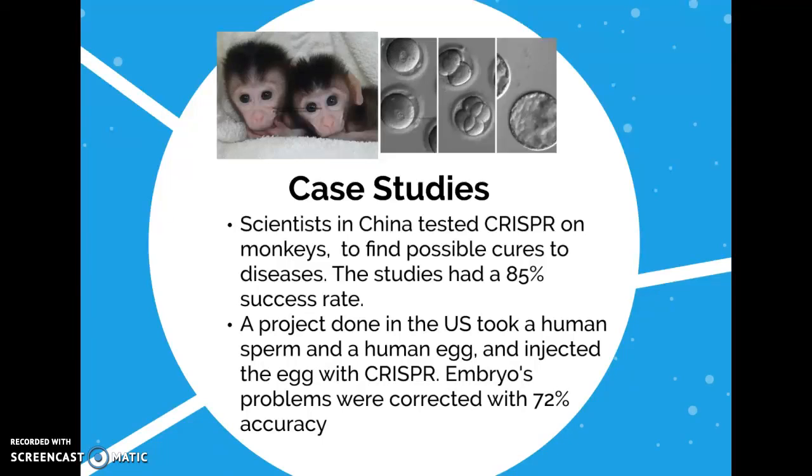Scientists in China tested CRISPR on monkeys, who share similarities to humans, to find a possible cure to diseases. The study had an 85% success rate. A project done in the US took a human sperm and a human egg and injected the egg with CRISPR. The embryo's problems were corrected with a 72% accuracy.